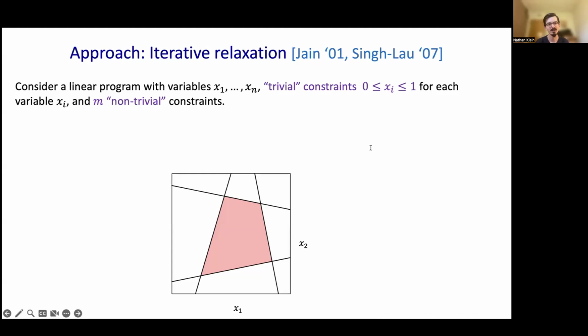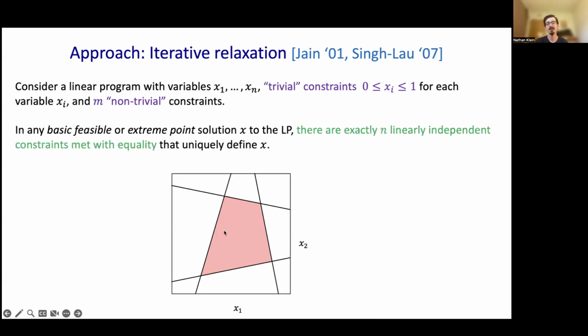So what's the idea of this technique? Let's consider a generic LP with n variables and 2n trivial box constraints that just ask that the variables lie between 0 and 1. So in other words, these box constraints I've drawn below. And then let's say there are m non-trivial constraints. So in this case, there are 4.